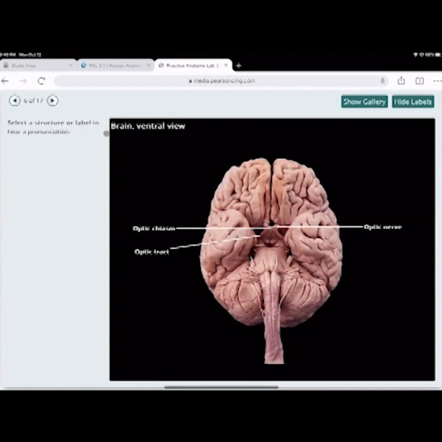Okay. Base of the brain again, you have the optic nerve and the optic tract. That X right there is your optic chiasm. Okay, there's the X. The optic tract is at it, and the optic nerve feeds from the eyes to the optic chiasm.